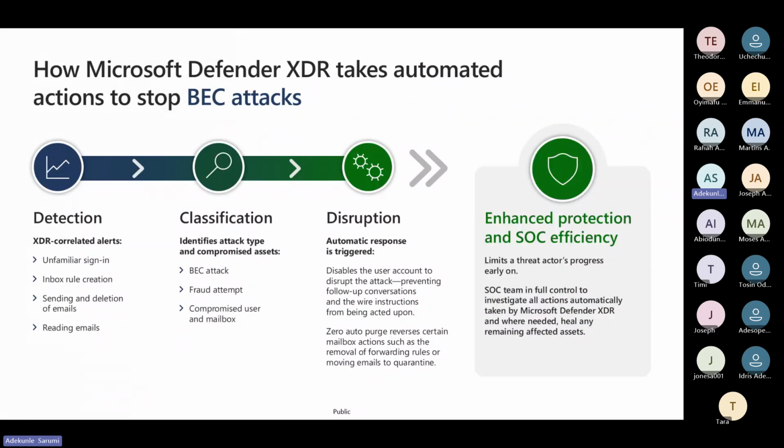So first, let's see how Microsoft Defender takes automated actions to stop BEC attacks. So this is your business email compromise. Business email compromise actually involves when these cyber criminals try to impersonate a company executive or vendors, and they try to trick employees into transferring money or giving out sensitive information, which can lead to very serious damage or, in the end, maybe financial loss.